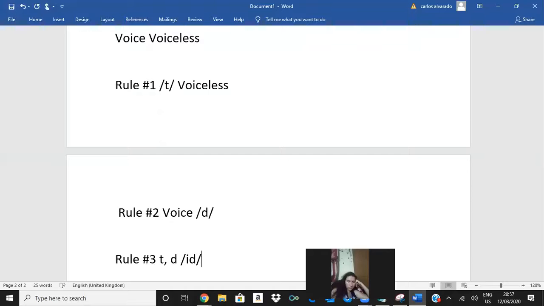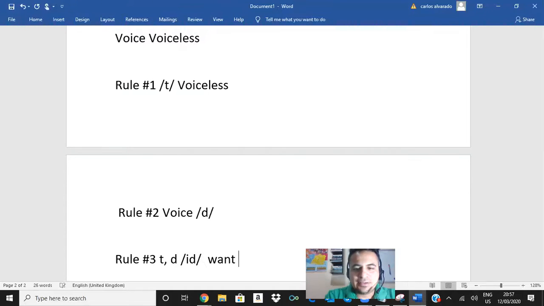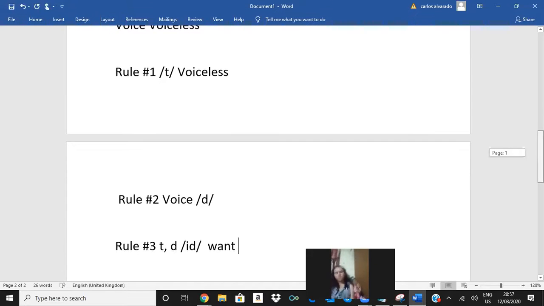¿Por qué? Porque si yo digo want, y lo repito otra vez con T, va a sonar así, miren. Wanted. Y eso no existe. Suena mal. Entonces, por eso hay un tercer sonido. Cuando la palabra termina en T o en D, va a ser regla número 3. Okay. Questions?